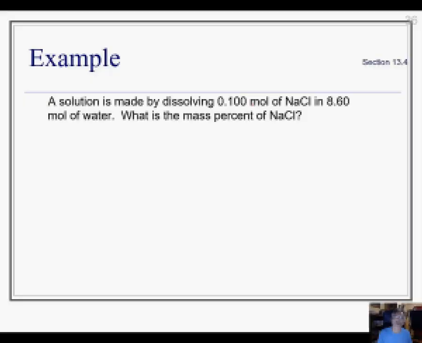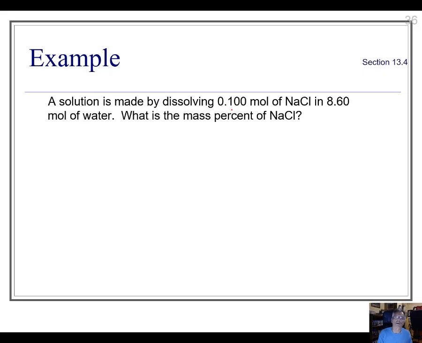Let's work this problem. A solution is made by dissolving 0.1 moles of sodium chloride in 8.60 moles of water, and what the problem wants is the mass percent. You'll get lots of problems like this where you'll get different values for the solute and solvent. It won't be straightforward. You'll have to do a couple of conversions before you ultimately get the unit of concentration. That's typical of this type of problem.